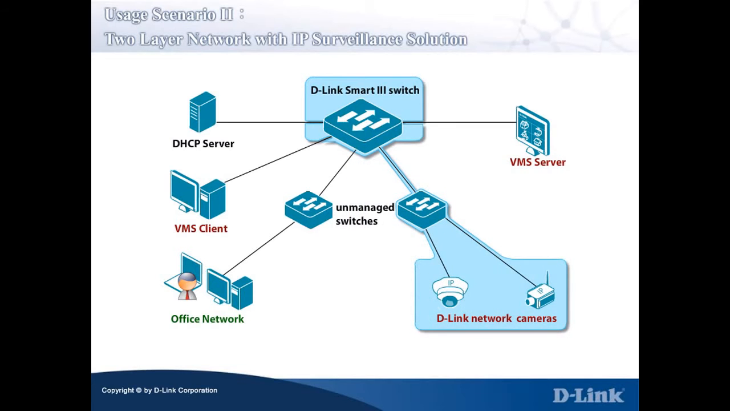If you want to view VMS server live video or do remote playback, follow the same steps to add the MAC address of the VMS client to the Smart 3 switch Auto Surveillance VLAN settings. After you finish the configuration, both of the VMS server and the client will be recognized by the Smart 3 switch and will be put in the Auto Surveillance VLAN. So let's verify the configuration of the Auto Surveillance VLAN of the Smart 3 switch.